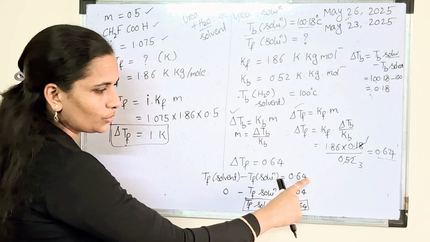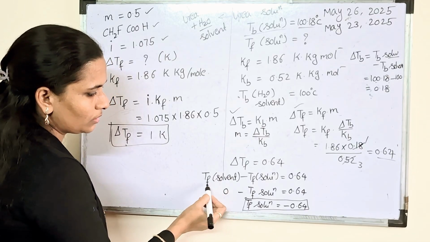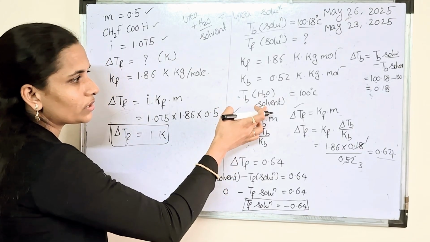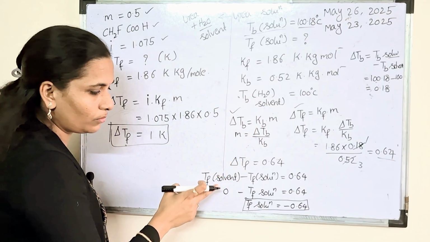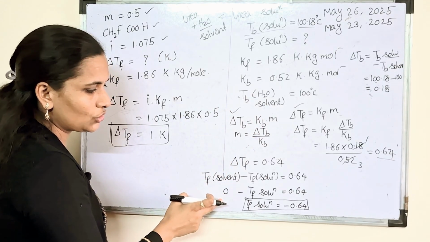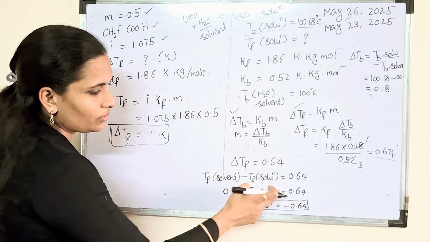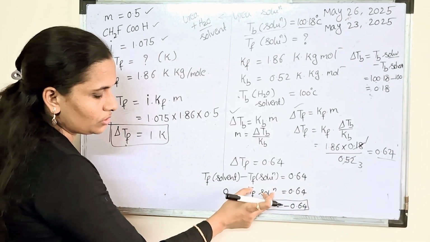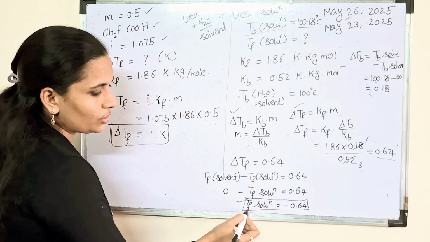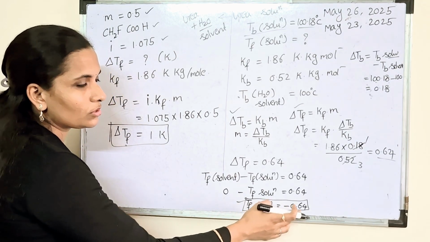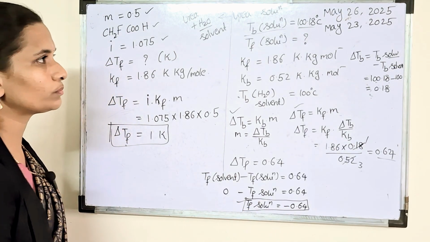Delta Tf we got 0.64, so equal to that. Then Tf of the pure solvent, water, what is its freezing point? That is 0. So 0 minus Tf of solution equals 0.64. Then Tf of solution equals minus 0.64. So this is the freezing point of the solution: minus 0.64.